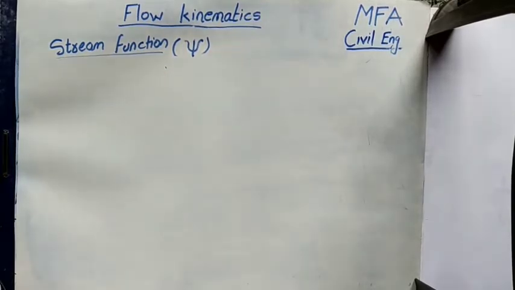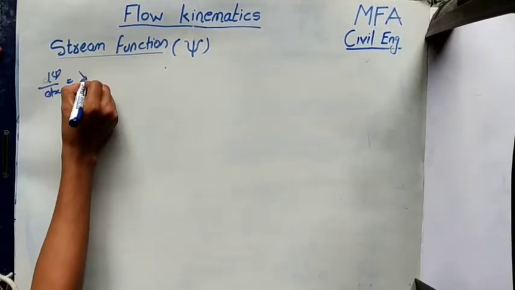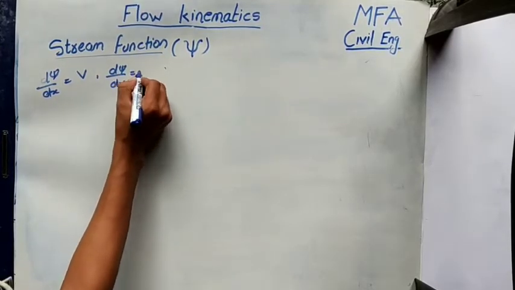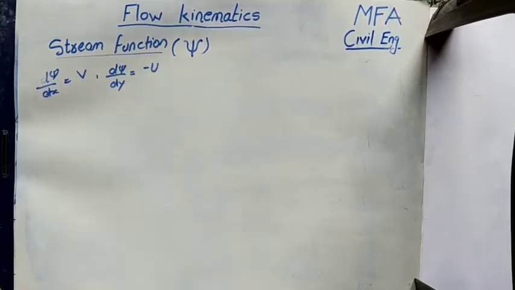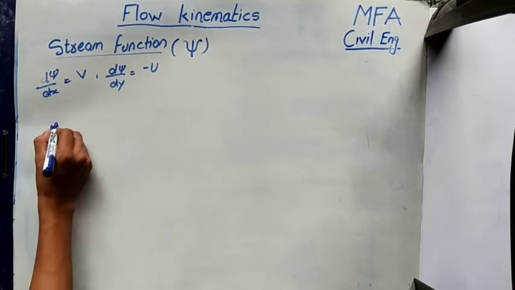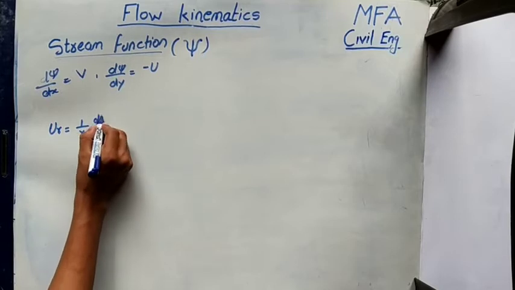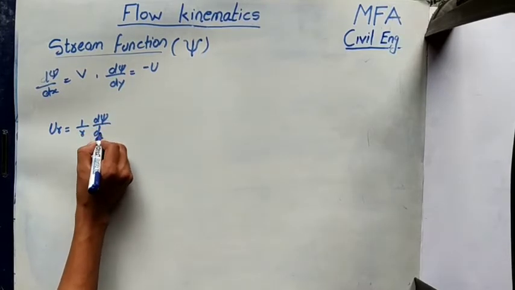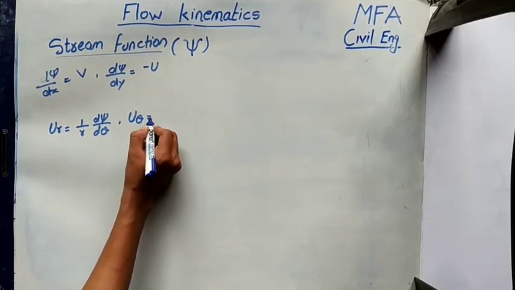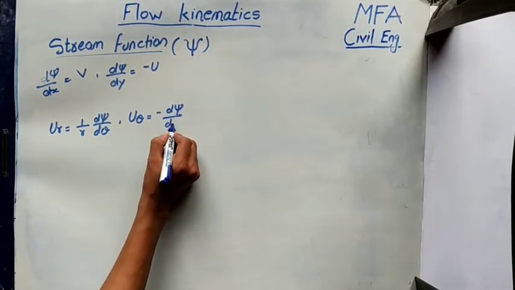Mathematically, it is written as d psi by dx is equal to v and d psi by dy is equal to minus of u. Similarly, for the case of cylindrical polar coordinates, the radial velocity, that is u r, is given as 1 upon r into d psi by d theta. Similarly, the tangential velocity, that is u theta, is equal to minus of d psi by dr.